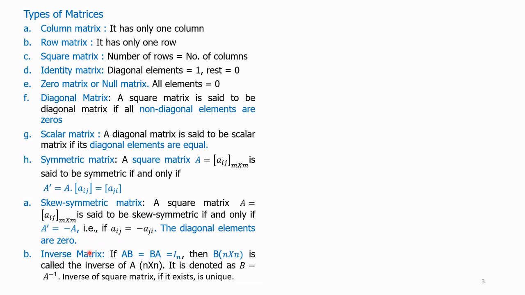Inverse matrix. If AB is equal to BA is equal to In, where I is the identity matrix of the order n, then B of order n into n is called the inverse of A of order n into n. It is denoted as B is equal to A to the power of minus 1. Inverse of a square matrix, if it exists, is unique.